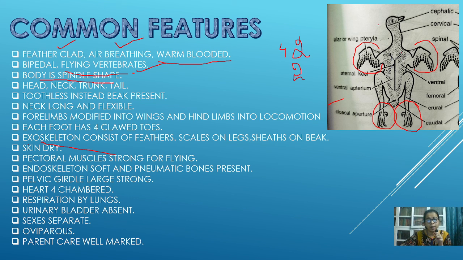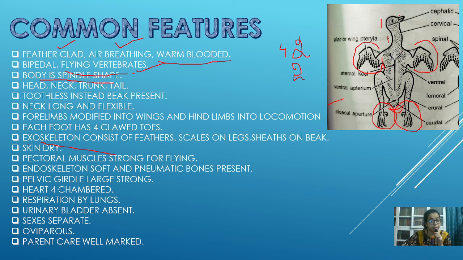And the body is divided into the head region, neck region, trunk region and tail region. The tail is usually short, but in ancestral birds the tail was usually long. And they have a toothless beak. Toothless, that is, teeth are absent.